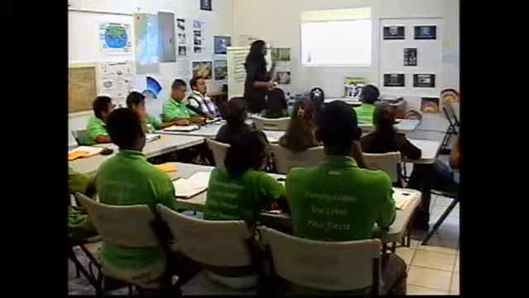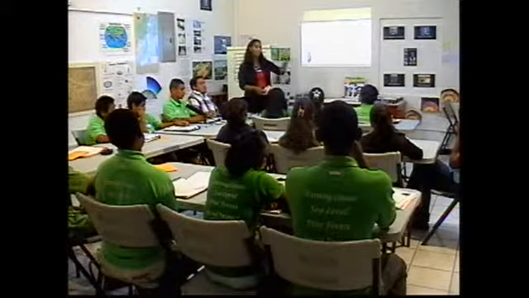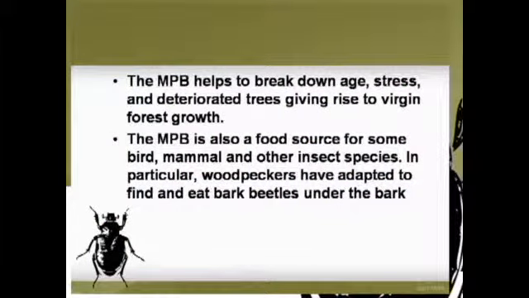Those trees become lost and new trees start to grow over. And so it is called an ecological succession because yes, the mountain pine beetle is destroying these pine forests. After it breaks down those trees, new trees start to grow over. The mountain pine beetle helps to break down aged, stressed and deteriorated trees, giving rise to virgin forest growth.